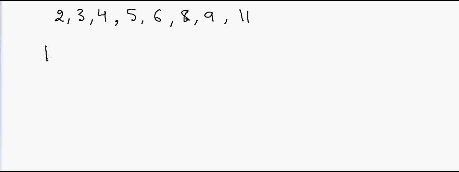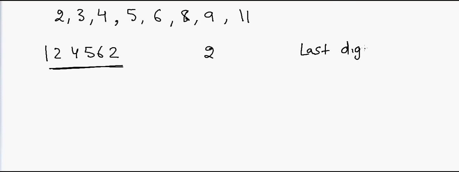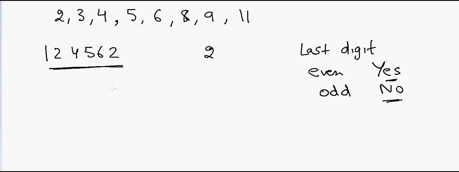Suppose I have the number 1, 2, 4, 5, 6, 2 and want to find out whether this number is divisible by 2. For this test it is very easy. We have to look at the last digit, and if it's even, then yes, and if it's odd, then we'll say no. Here the last digit is 2, so it should be divisible by 2 because it's an even number at the end.